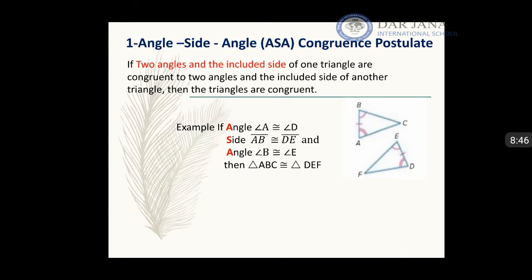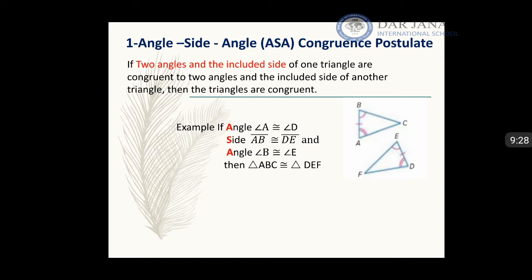From the naming of this postulate, we can see that the side is in between the two angles. So let's see when we can use this postulate. First, this postulate is used to prove that two triangles are congruent. If two angles and the included side of one triangle are congruent to two angles and the included side of another triangle, then the triangles are congruent.